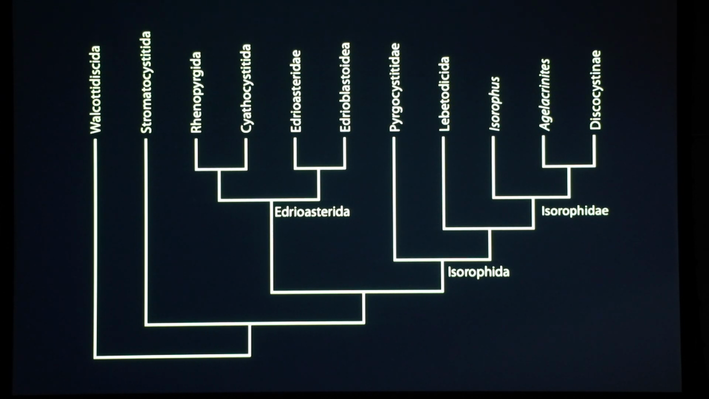So the overall phylogeny of Edrioasteroids looks much like this. We have two stem lineages here in the Cambrian, the Walcotidiscids and the Stromatocistidids, which show a lot of plesiomorphic features. And then two monophyletic groups, the Edrioasterida here and the Isaurophida here.